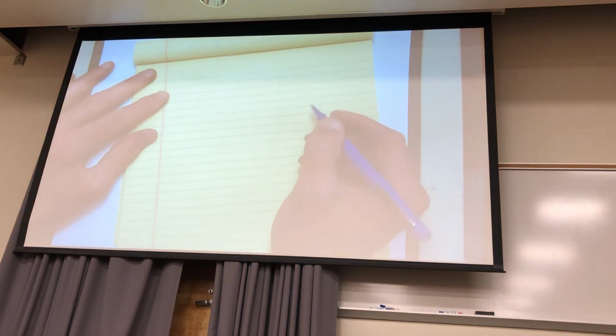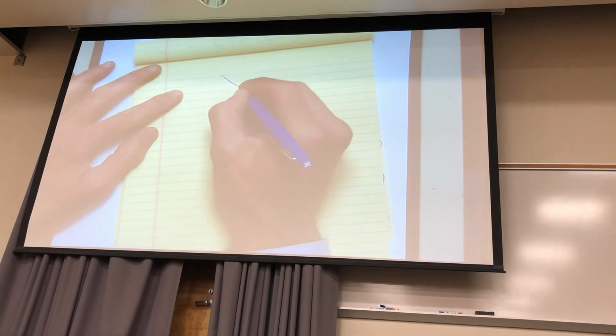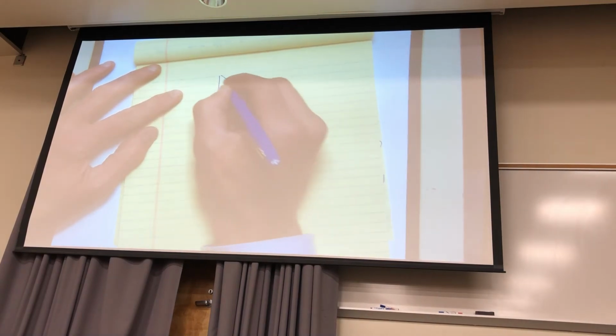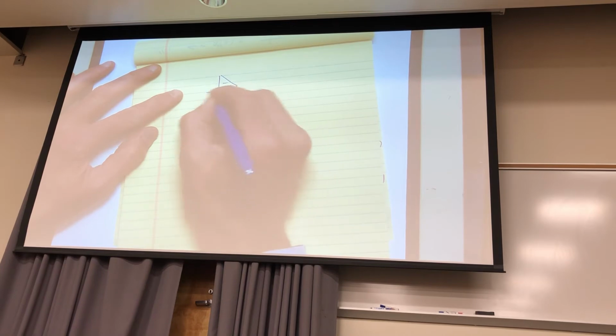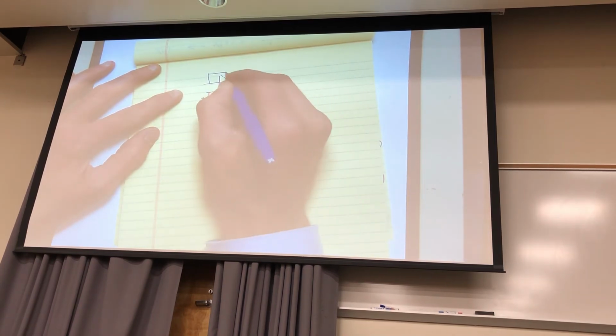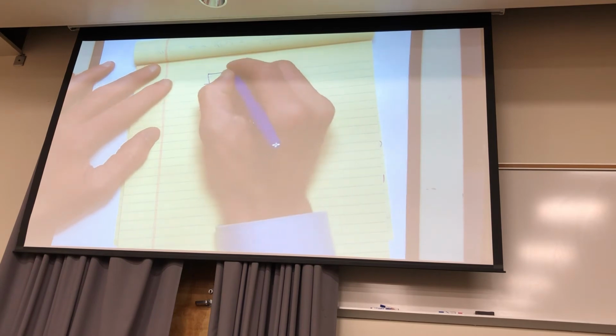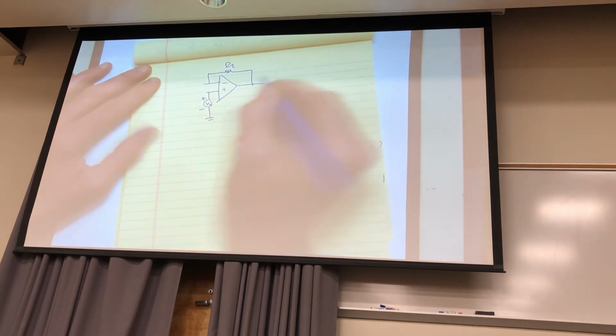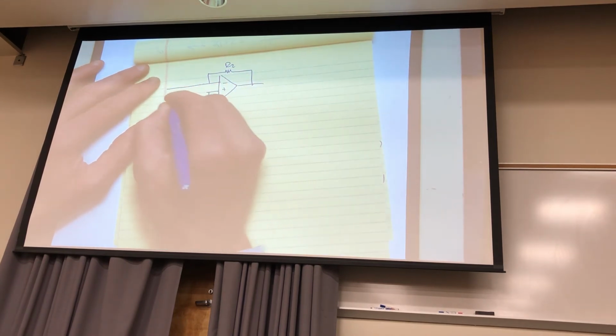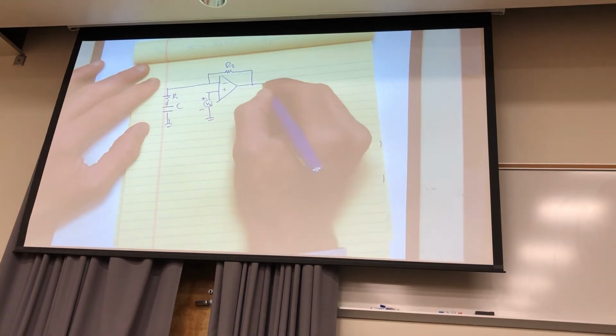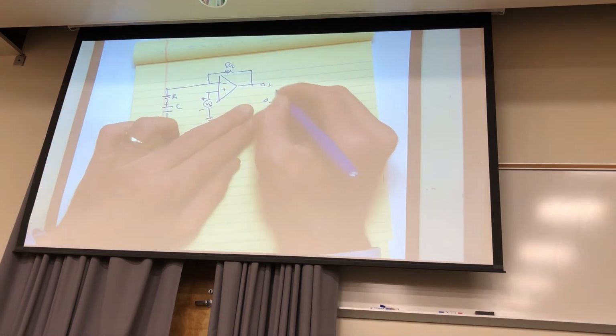Here, the op amp looks like this. You have minus plus, and Vs is coming in here. It's plus to minus Vs. That's plus minus. It's grounded. Between the negative and the output terminal, you have R2. And between here and ground, you have R1. And you have C. And this is V out, plus to minus V out.